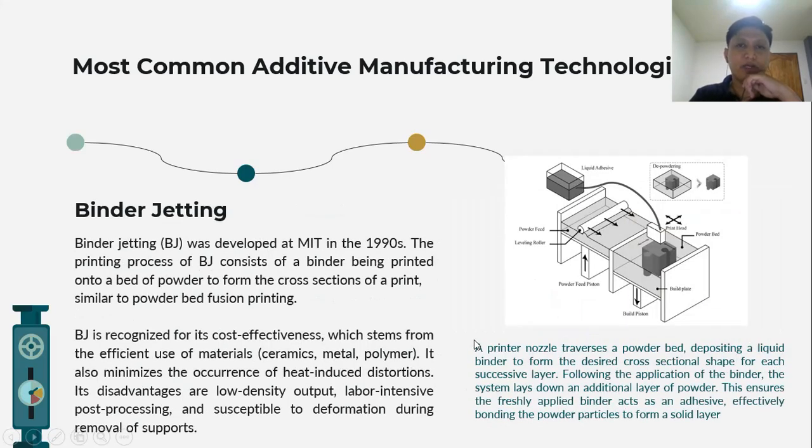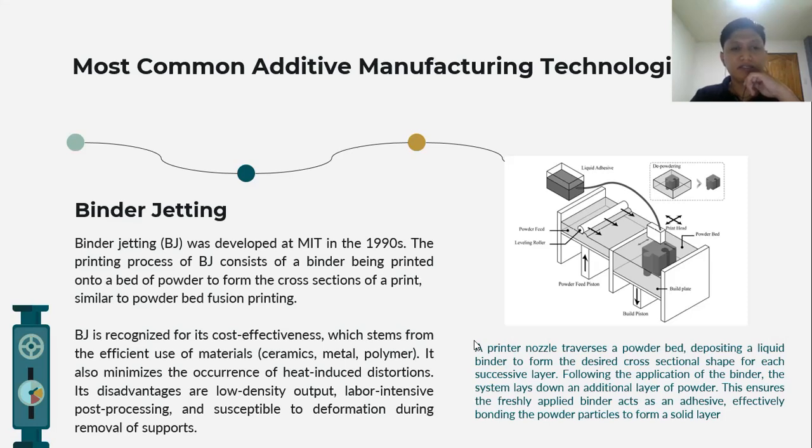The third additive manufacturing technology is the binder jetting. Binder jetting was developed in MIT in the 1990s. The printing process of binder jetting consists of a binder being printed into a bed of powder to form the cross sections of a print, similar to powder bed fusion printing.